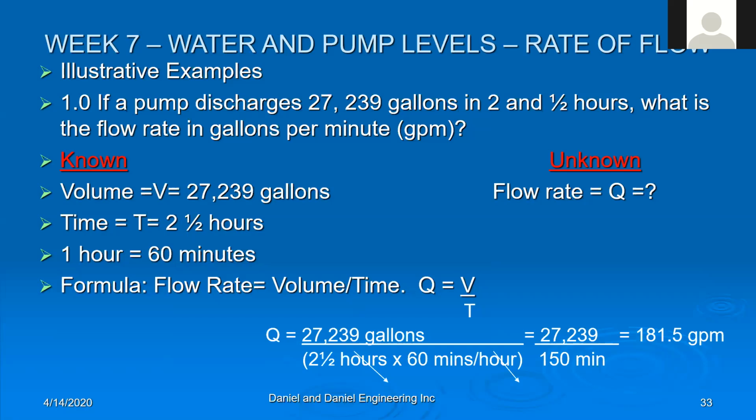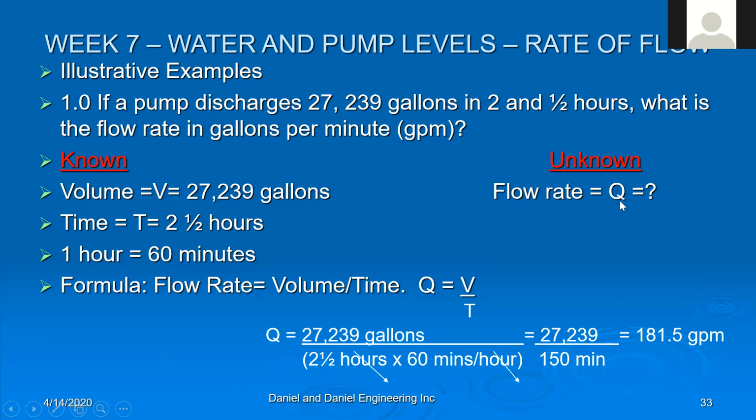If a pump discharges 27,239 gallons in 2.5 hours, what is the flow rate in gallons per minute, or GPM? Again, your setup: what you know and what you don't know. You know the volume is 27,239 gallons, and the time it takes to discharge that volume is 2.5 hours. Remember that 1 hour is 60 minutes. And they ask you for the flow rate, so the flow rate is what is unknown.